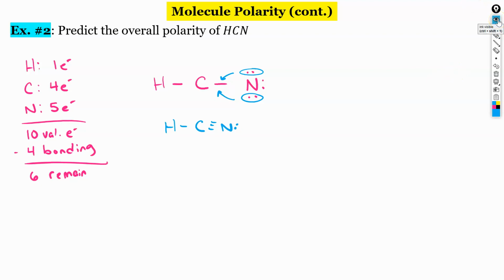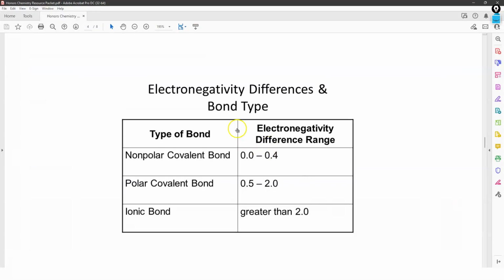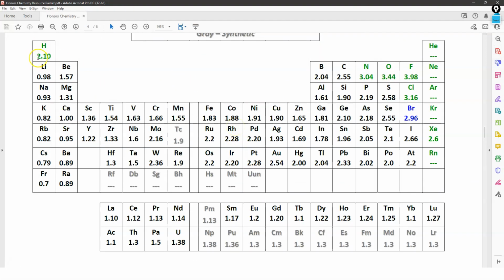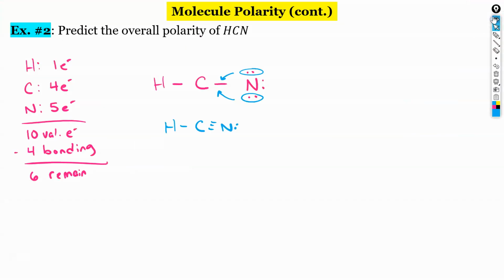Hydrogen, carbon, and nitrogen. So if we go back up, hydrogen is 2.10, carbon is 2.55, nitrogen is 3.04. So we're going to have to find the electronegativity between hydrogen and carbon, and then carbon and nitrogen, because those are the bonds that we're looking at.